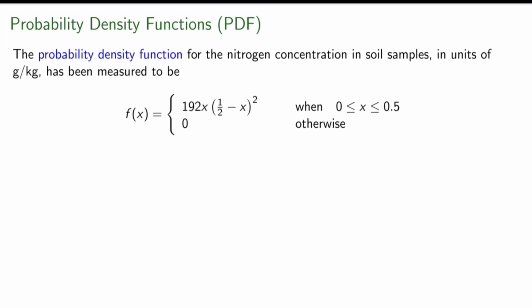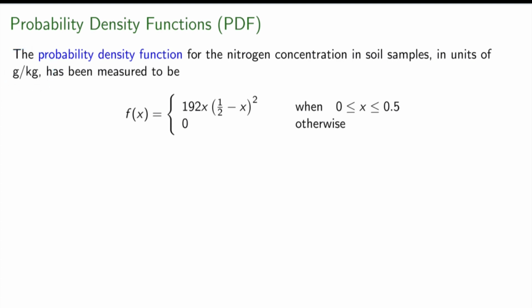So just for the sake of example, let us assume the nitrogen concentration in soil samples has been measured, and they found a probability density function f of x given by 192x times (1/2 minus x) squared, in the interval from 0 to 0.5. And the units are gram per kilogram, so gram of nitrogen per kilogram of soil.